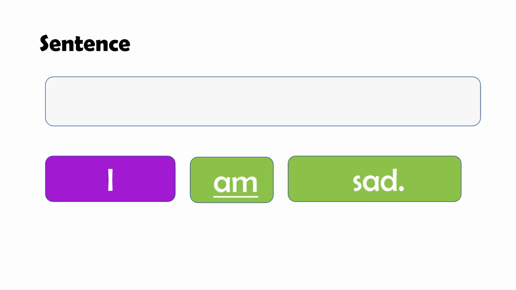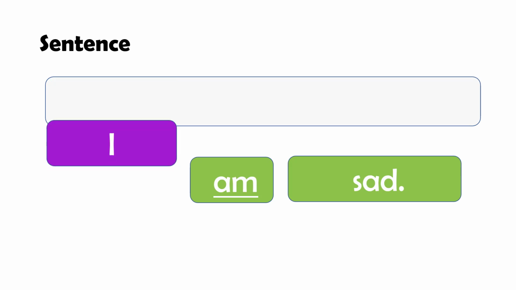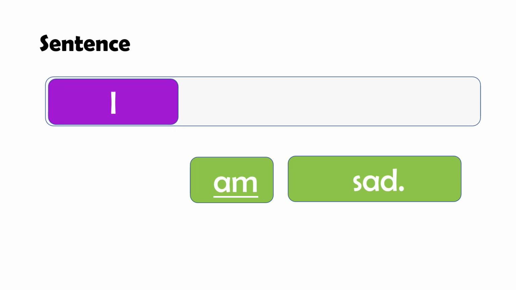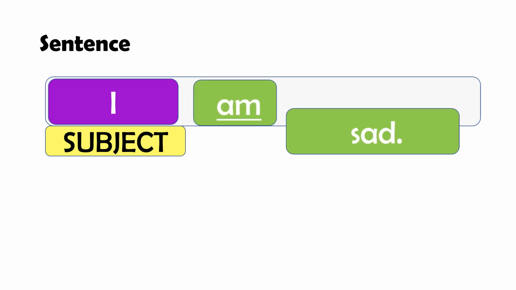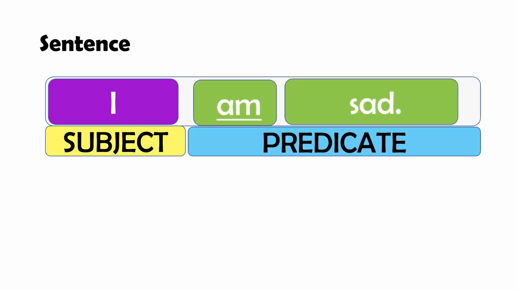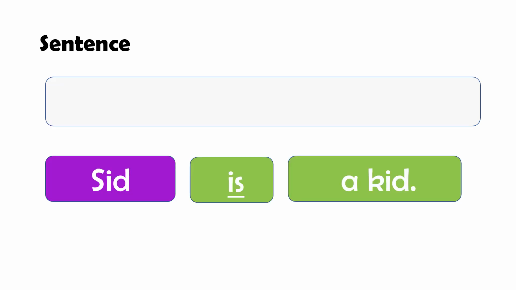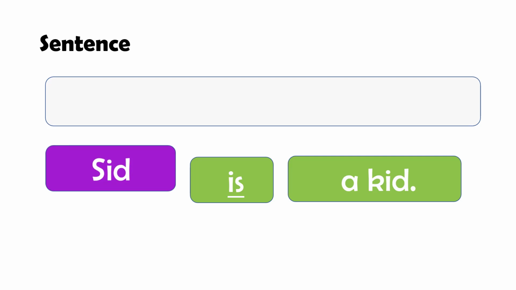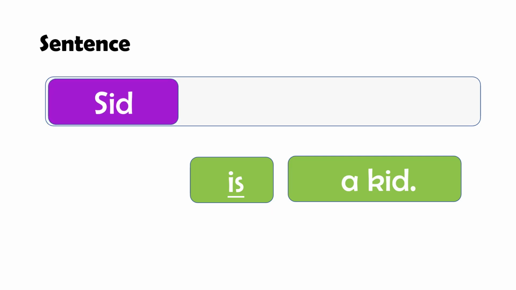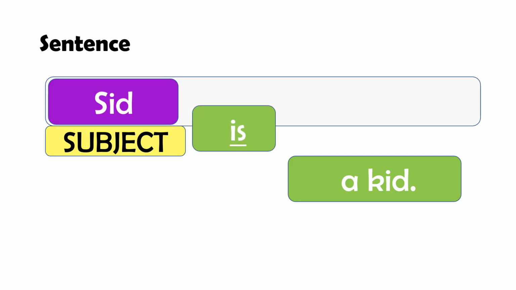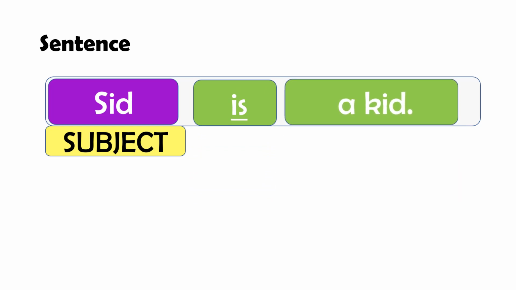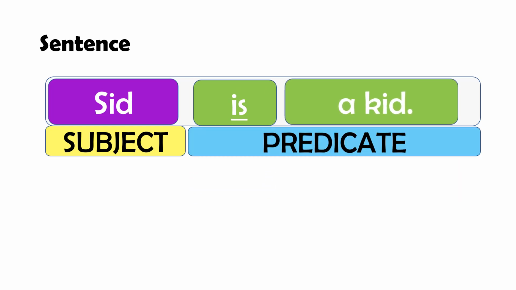I am sad. I is who we are talking about. This is the subject. Am is the linking verb. And am sad is the predicate. Sid is a kid. Sid is who we are talking about. It is the subject. The verb is acts as a linking verb. And is a kid is the predicate.